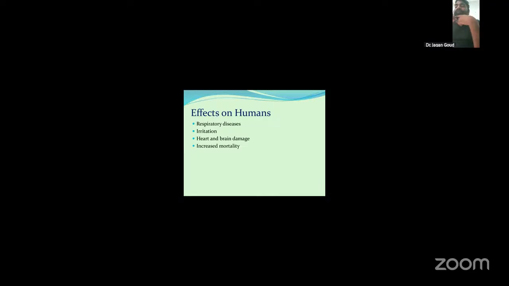Neurological effects: the mechanism is that ultrafine particles cross the blood-brain barrier, induce neuroinflammation, and promote oxidative stress. Outcomes are cognitive decline, increased risk of dementia, impaired neurodevelopment in children, and increased stroke risk. Okay. Fourth one is increased mortality.